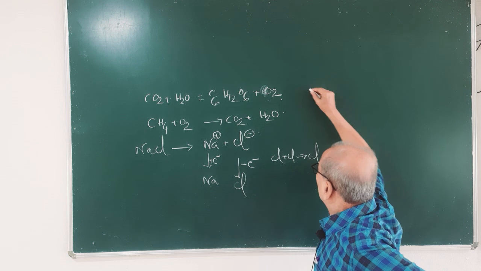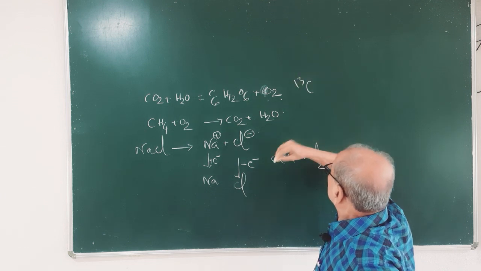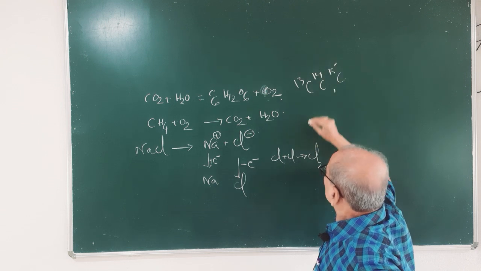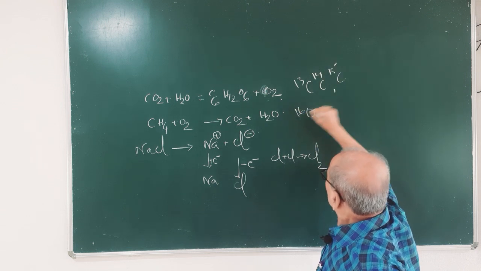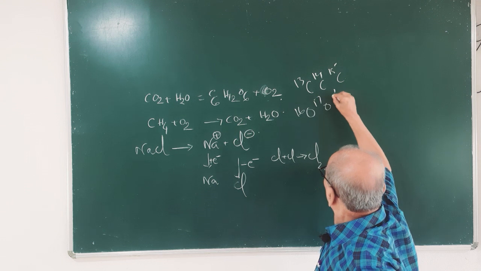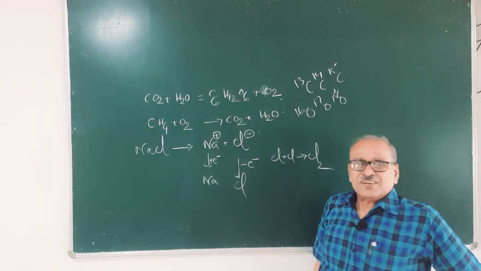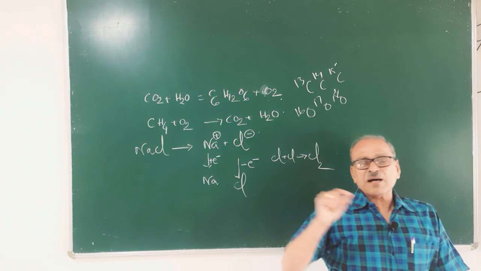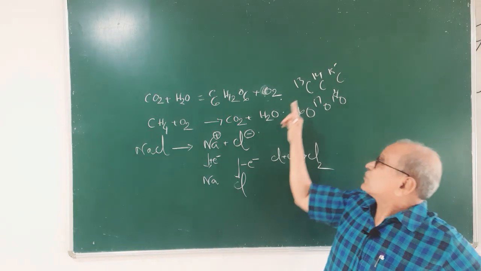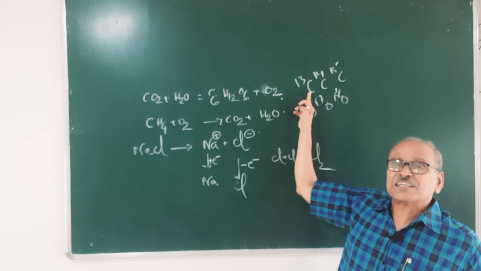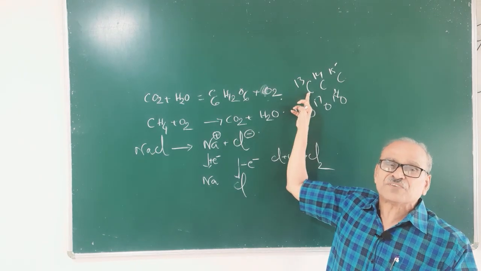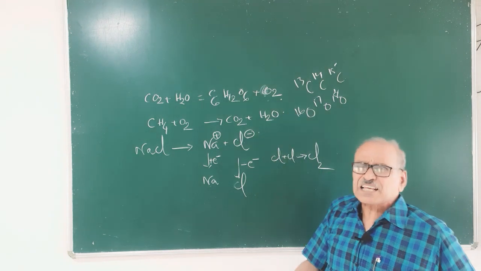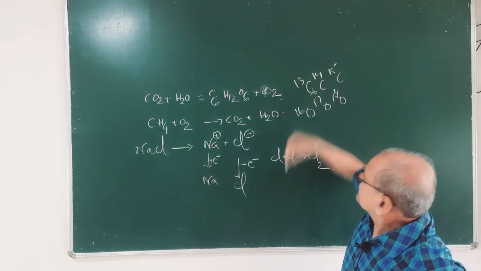For example, I say C13, C14, C15. Similarly, O16, O17, O18. These upper numbers represent the mass number. The moment you put C, it is nothing but carbon, and the atomic number is fixed at 6. So, you need not put any number here, but for the sake of clarity, you can also put the number 6 like this.